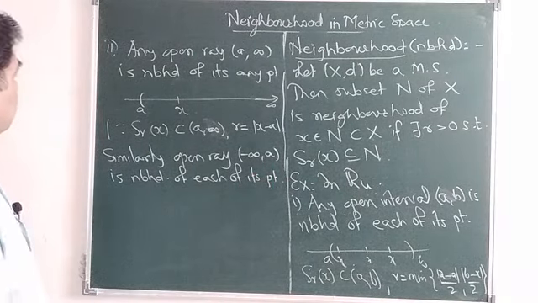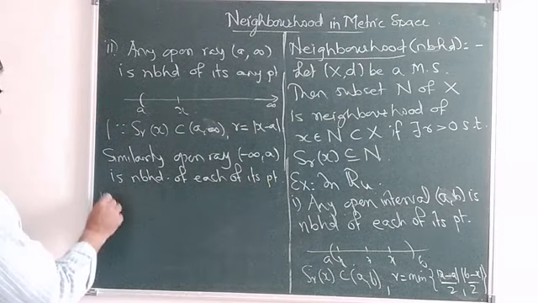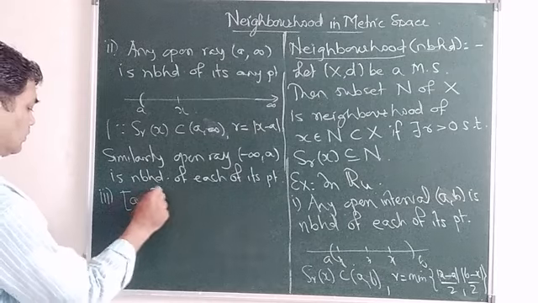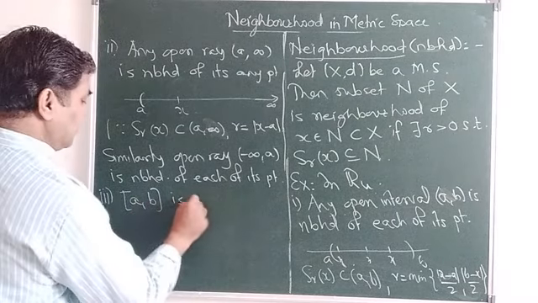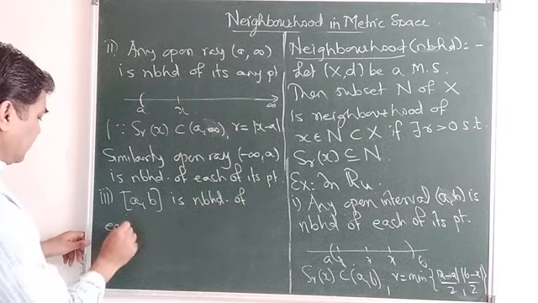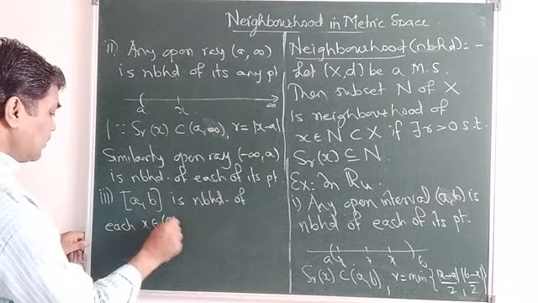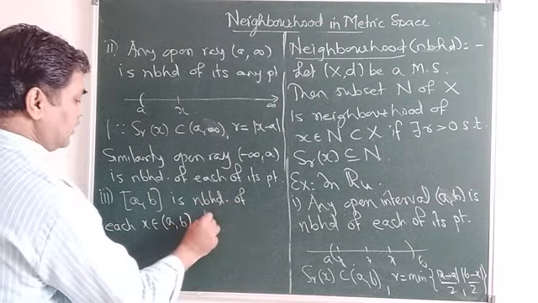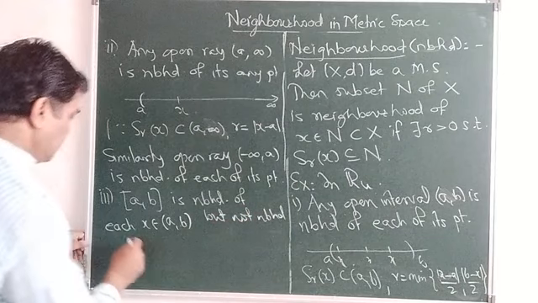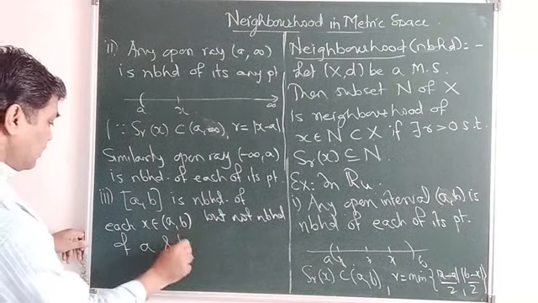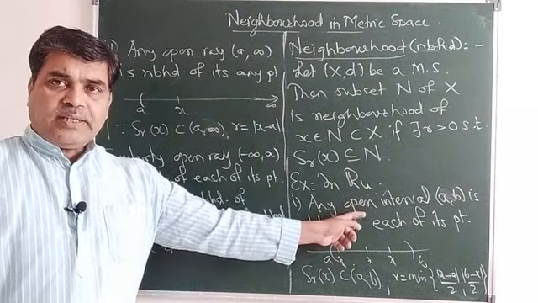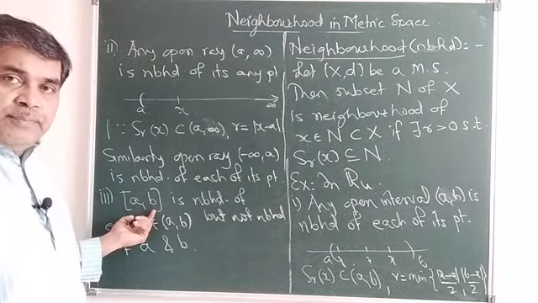Is it clear? Third, if I take closed interval AB now, it is the neighborhood of each x belonging to the open interval AB, but not a neighborhood of A and B. The open interval AB is a subset of this closed interval AB.